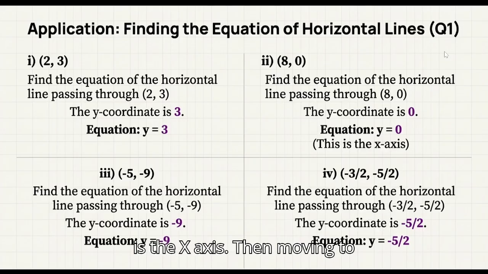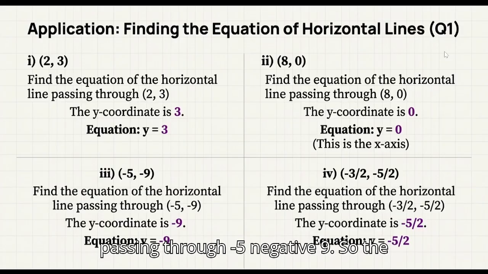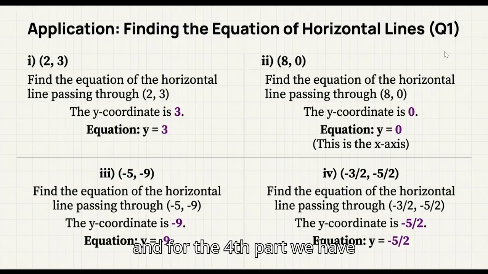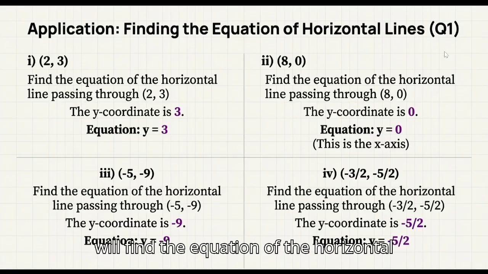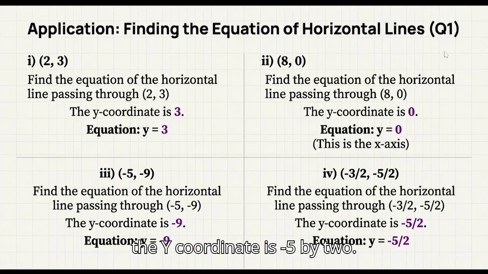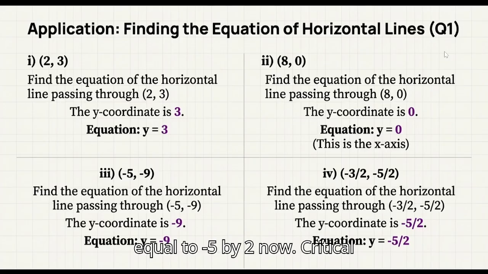This is the x-axis. Then moving to the third part, here we need to find the equation of the horizontal line passing through (-5, 9). So the y coordinate here is 9. That means our equation is y equal to 9. And for the fourth part, we have (-3/2, -5/2). We will find the equation of the horizontal line passing through this coordinate. So the y coordinate is -5/2. That means our equation is y equal to -5/2.